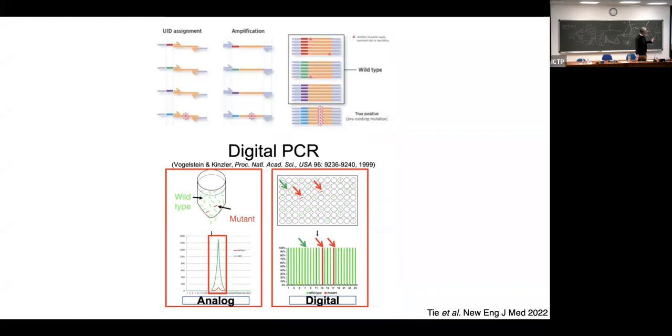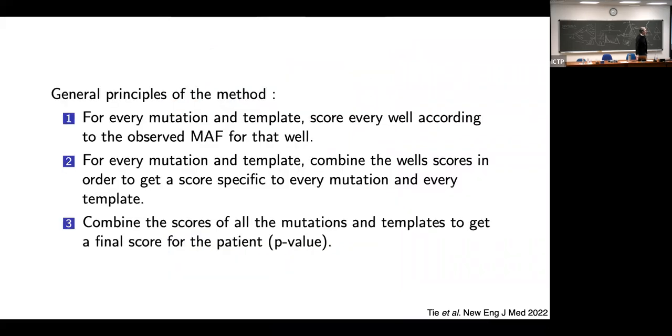And again, what we did there is a digital approach, which means that I told you that we did the experiments in four wells. Well, here we wanted to be even more sensitive. So we did it on a 96 well plate, of which 95 wells contained samples from the patient and one was control. Here, I'll just tell you the general principle, because of time, but you can find all the details in the paper.